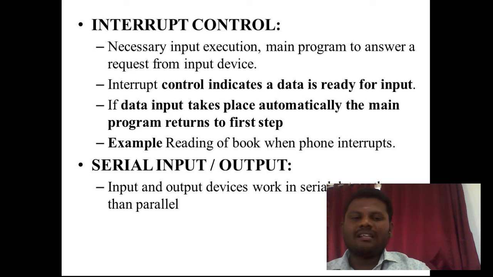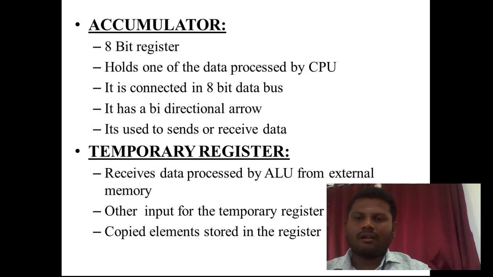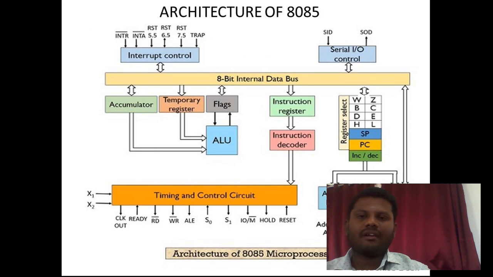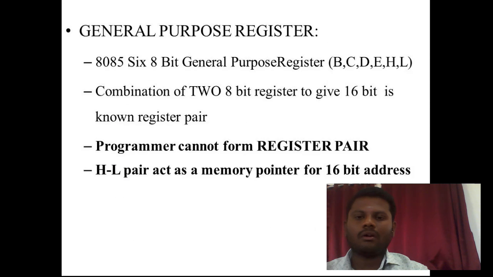Then serial input and output ports. It's a very important thing. In the serial input and output ports, the input and output devices work with serial data rather than parallel. So it works under the serial condition, not a parallel one. These are the contents given in the architecture. So this is the architecture, and we can clearly know the architecture.